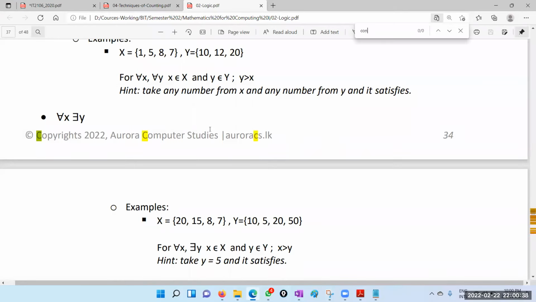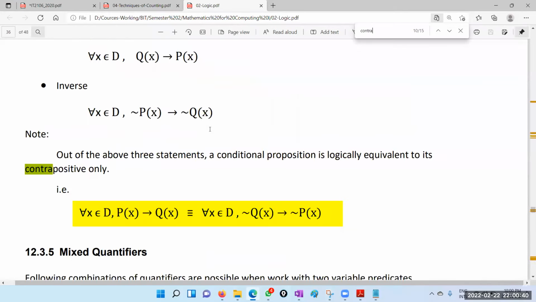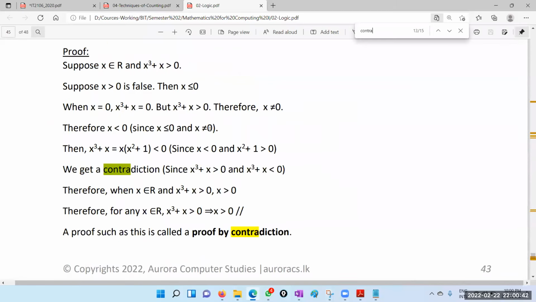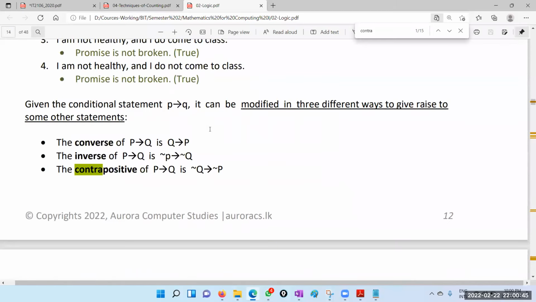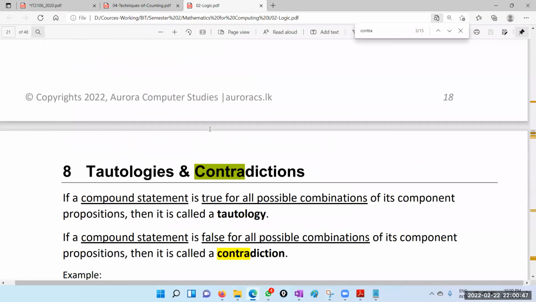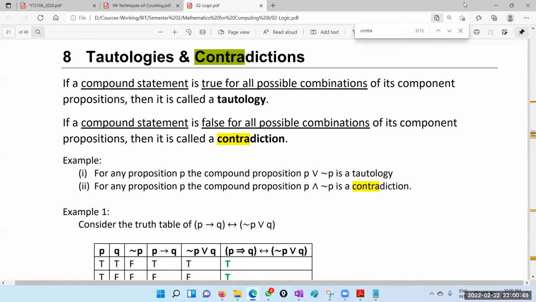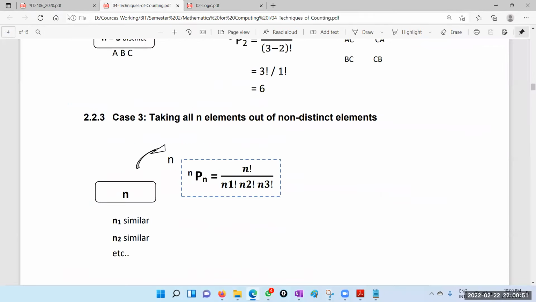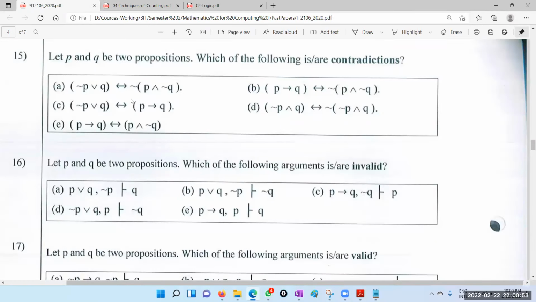Contradiction. Yes, contradiction means all are false. For all the possibilities, it must be false.